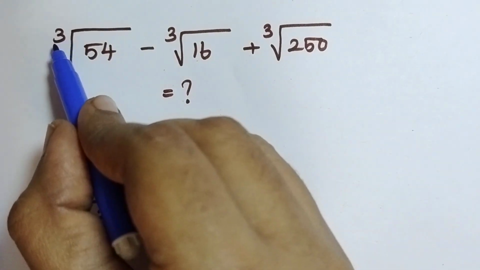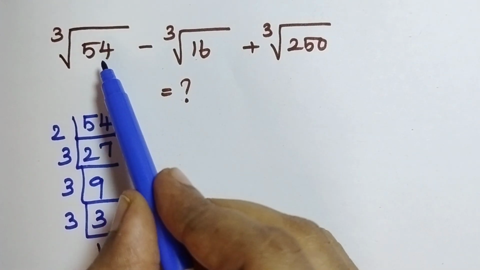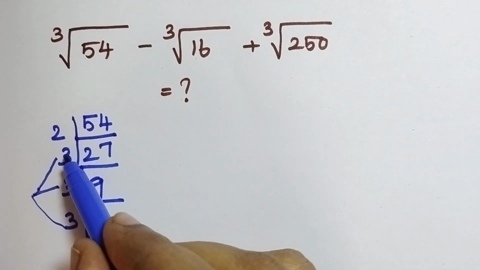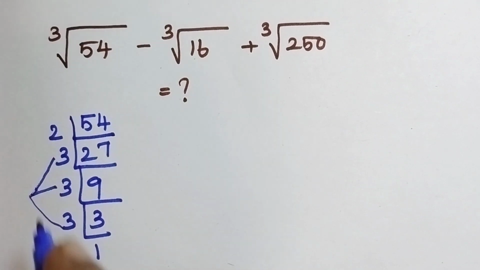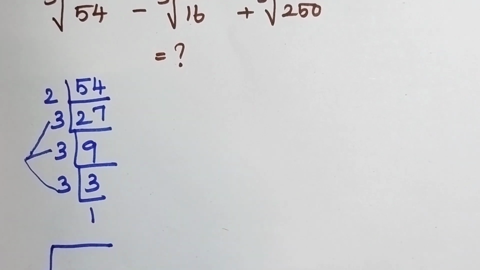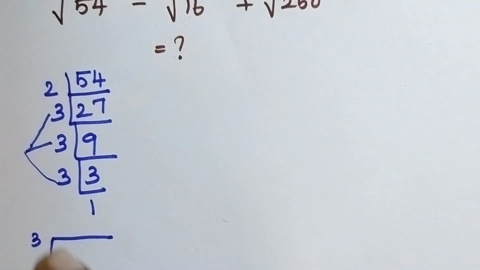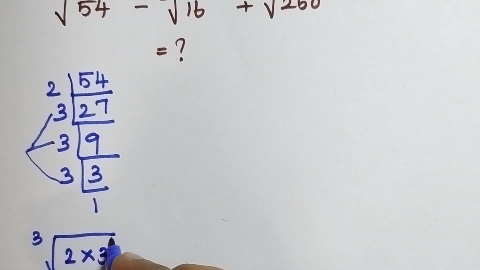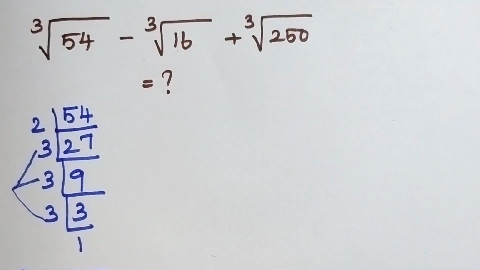Okay, so here, cube root means we have to see how many cubes are present inside this number. If we see here, there is only one cube number, that is 3 cube, into 2. So I'm going to write the cube root as it is, and instead of 54, I'm going to write 2 into 3 cube. Similarly, I'm going to do the same thing for the other two numbers.